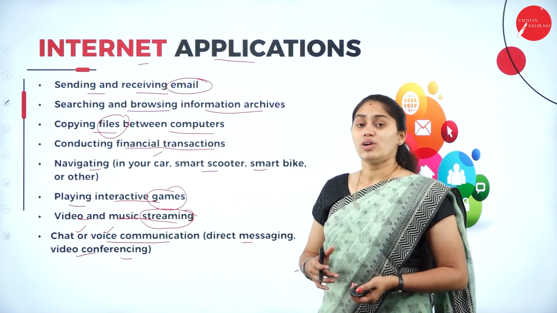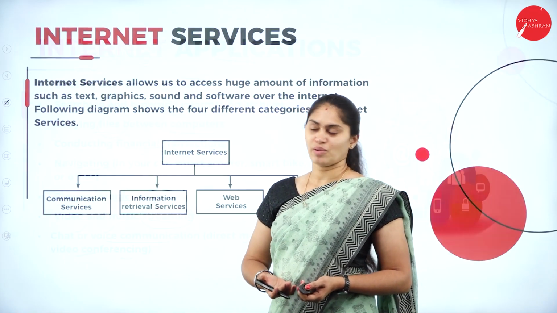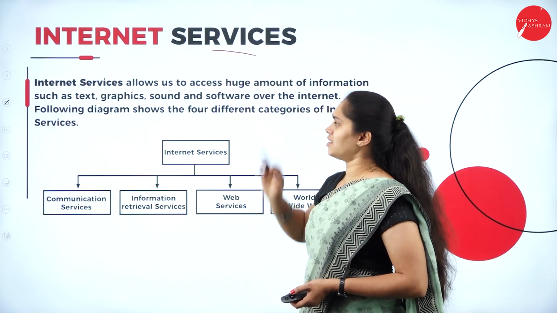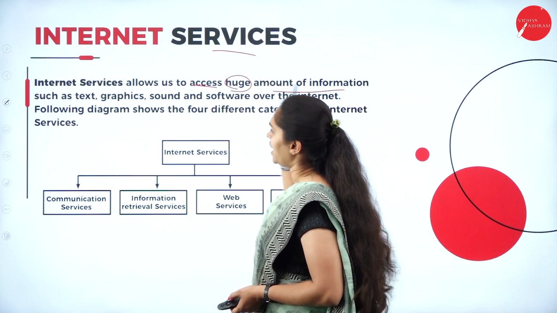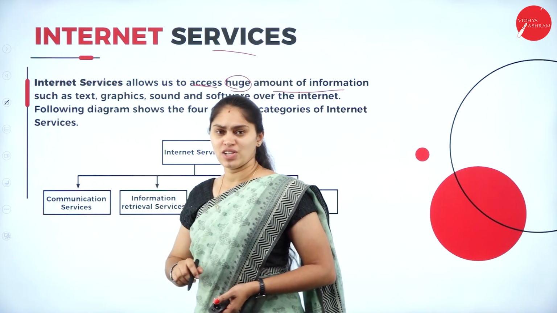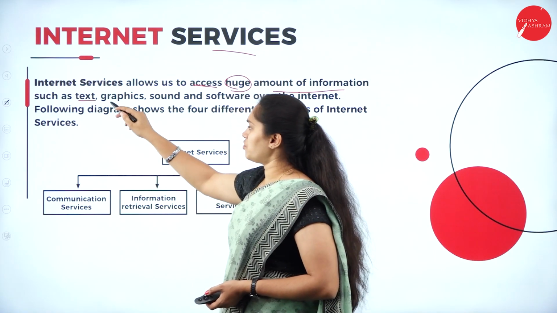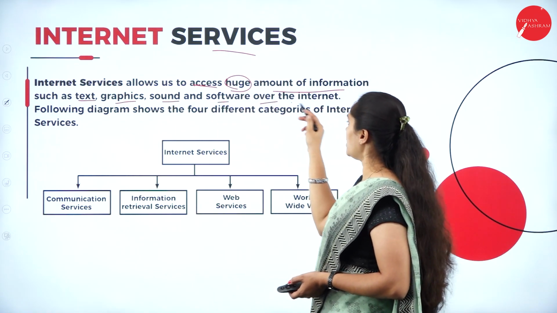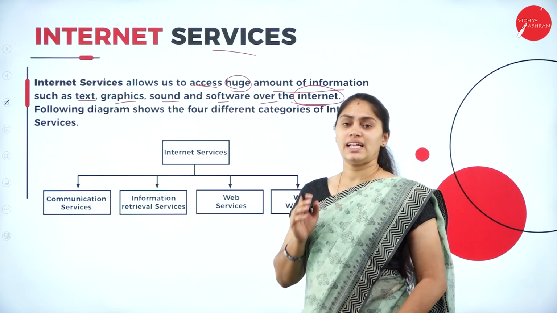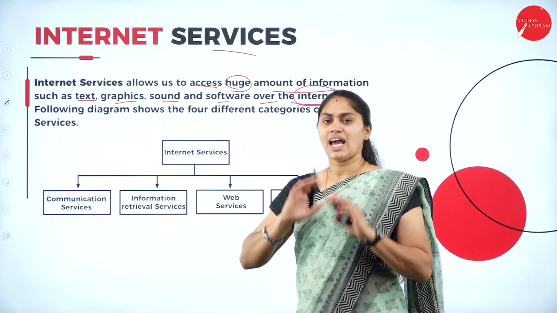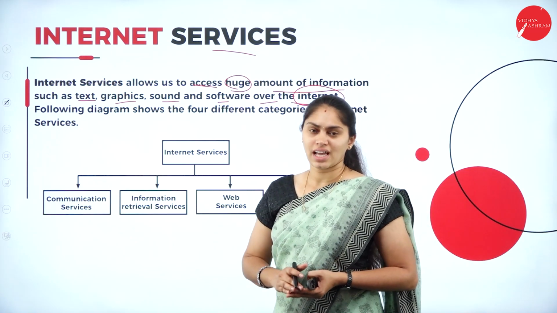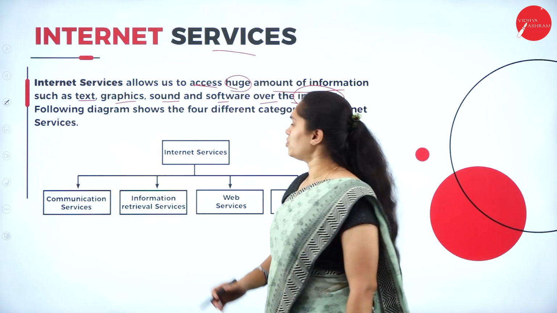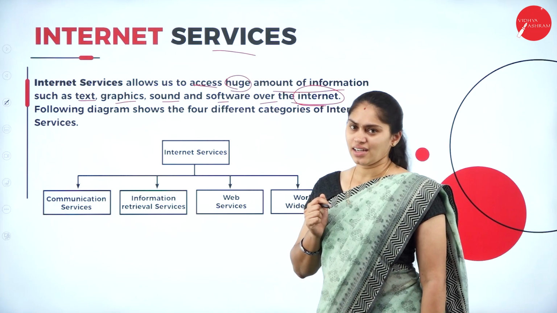Next we'll see what internet services it is providing. So when it comes to the internet service, it is going to allow us to access a huge amount of information. So that information can be what? It can be in terms of text, graphics, sound and software over the internet. This internet is providing a service. We have massive data. The data can be text, videos, audio, whatever it can be. So we are accessing it with the help of this internet service.